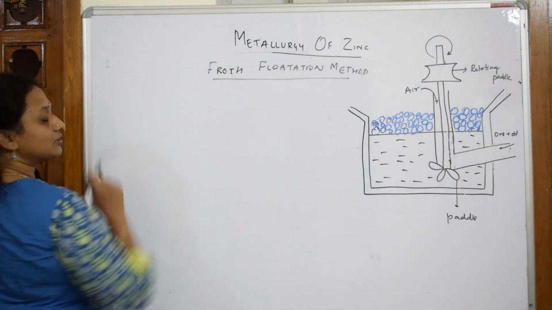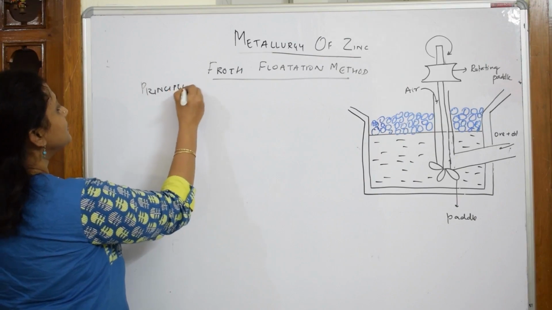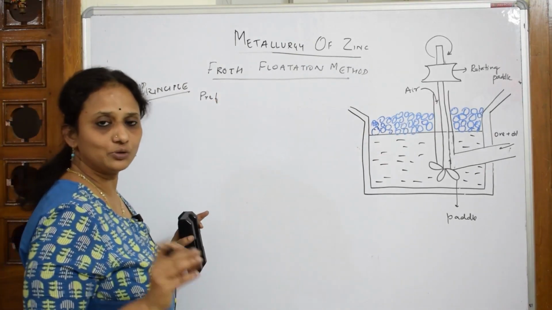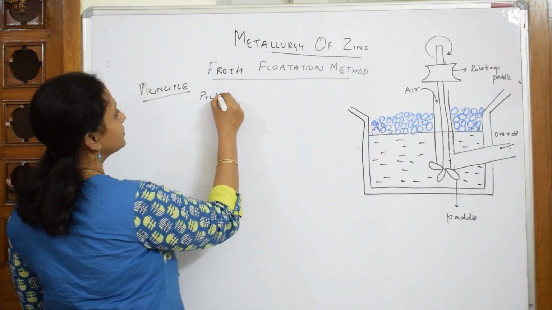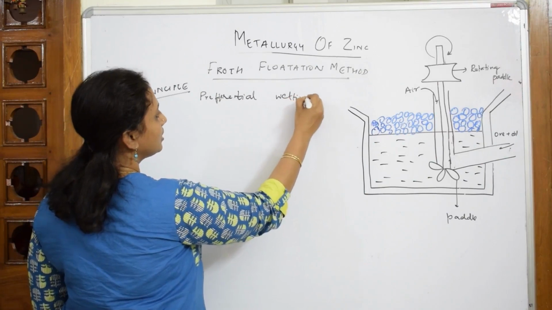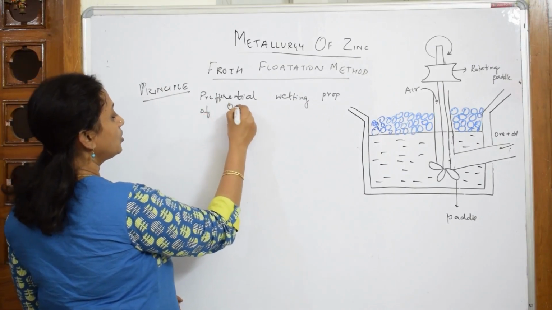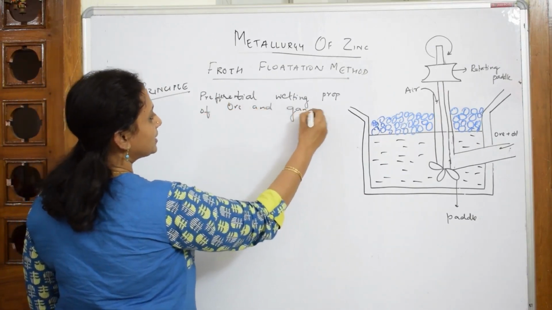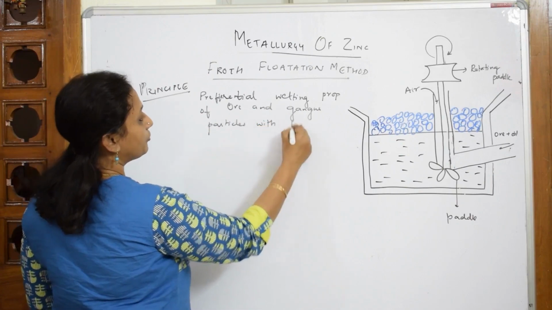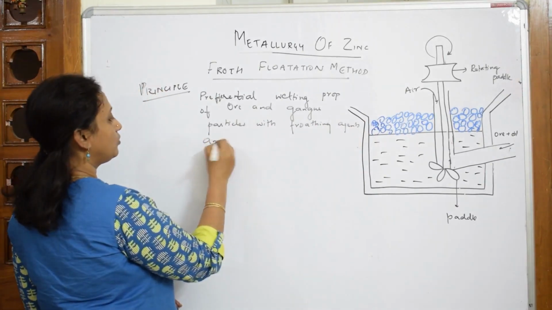Now, the important thing is, in the froth flotation method, whenever you're writing the principle involved, you have to write this. First important word is preferential. Write this word, that will give you the keyword for the whole topic. Preferential wetting properties of the ore and gangue particles with froth agents and water. Okay, this is what.